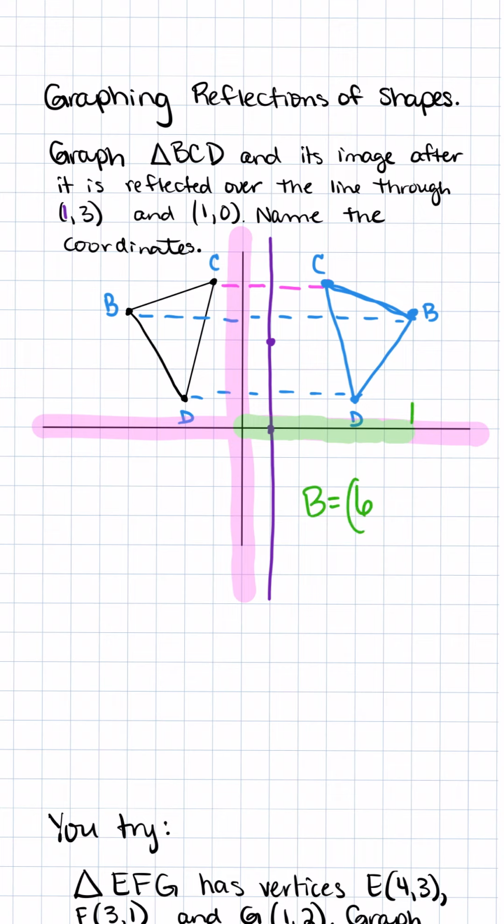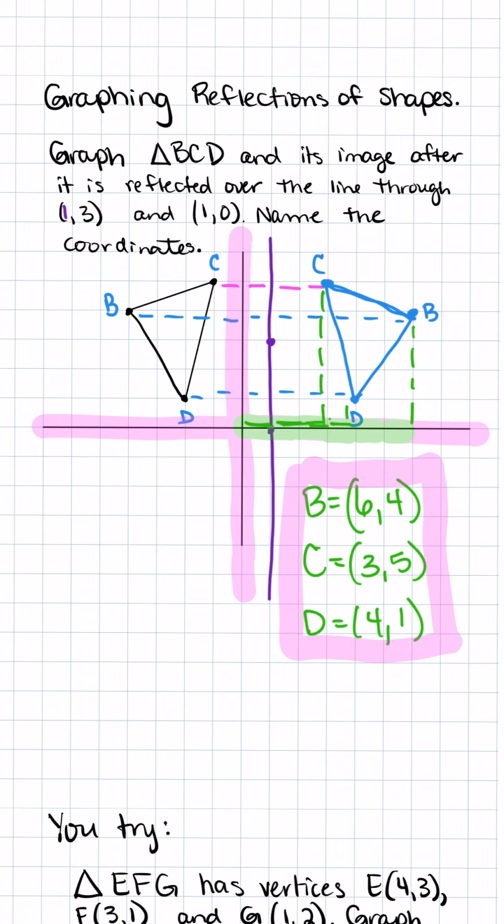And then up 1, 2, 3, 4. That's B. C is going to be over 1. Oops, I tried to do it again. 1, 2, 3. X is 3. Up 1, 2, 3, 4, 5. And D, 1, 2, 3, 4. Up 1. So these are the coordinates.